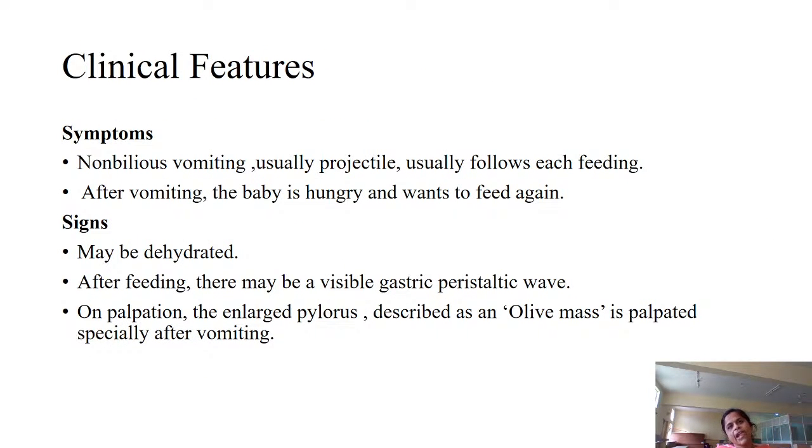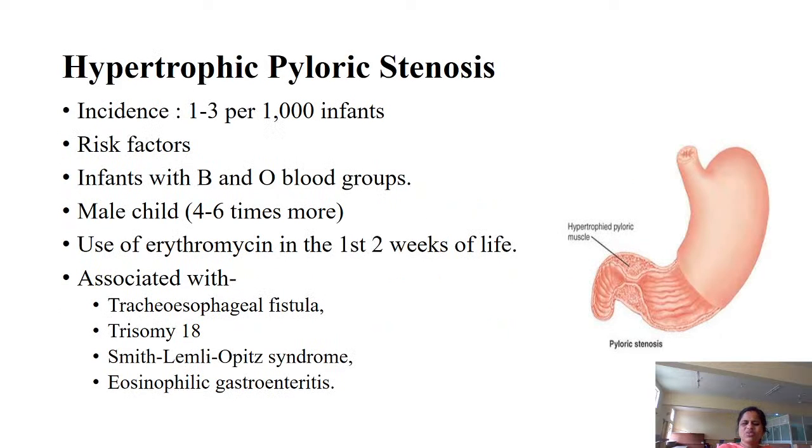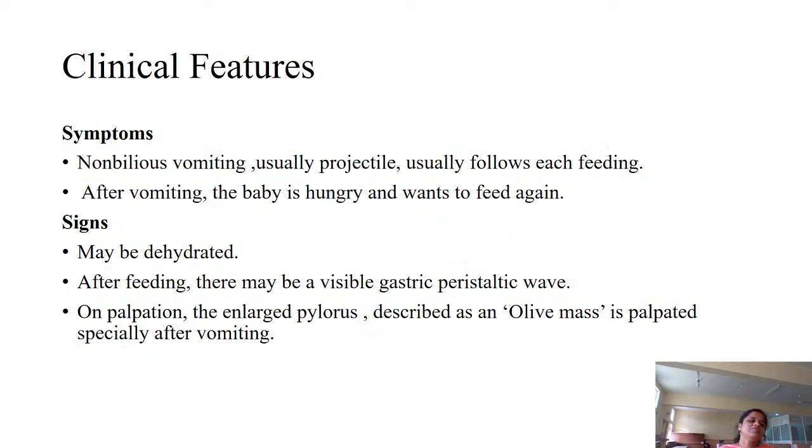Now, clinical features. So, what is pyloric stenosis? The pylorus is the end of the stomach, just before it connects to the duodenum. There is a stenosis of the pylorus, so a hypertrophic pyloric muscle will be there, and the stomach contents cannot pass easily from the stomach to the duodenum. Because of that, there is going to be vomiting: non-bilious vomiting, usually projectile, following each feed, because every time it is trying to pass, it is not going to get through, so the child vomits it out.